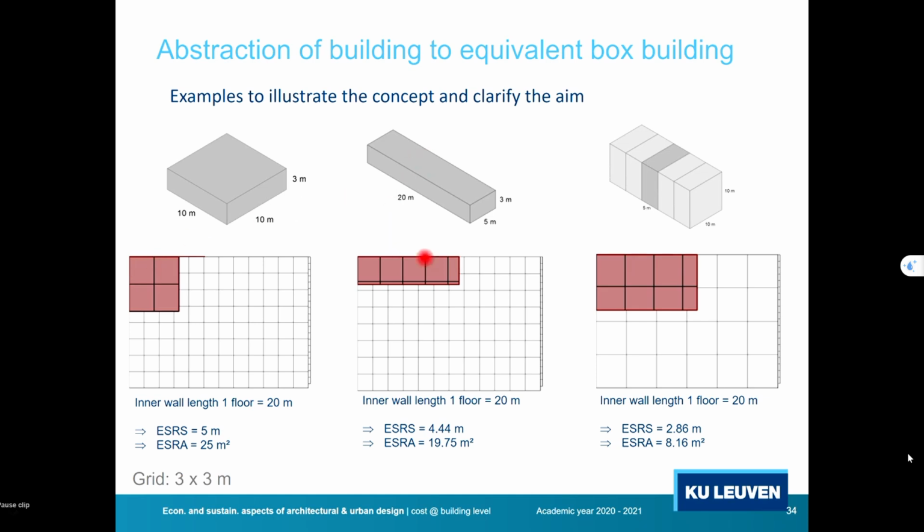The same I can do for the second building. I have again an inner wall length of 20 meters, somewhere located in the building, the total length, so it can be different inner walls. I calculate the length of the side of my square rooms, and I calculate the area, and I come to a square room of 19.75 square meters. And finally the same for the last example, where I again have 20 meters, and I calculate the length of the side, and the area of the square rooms.